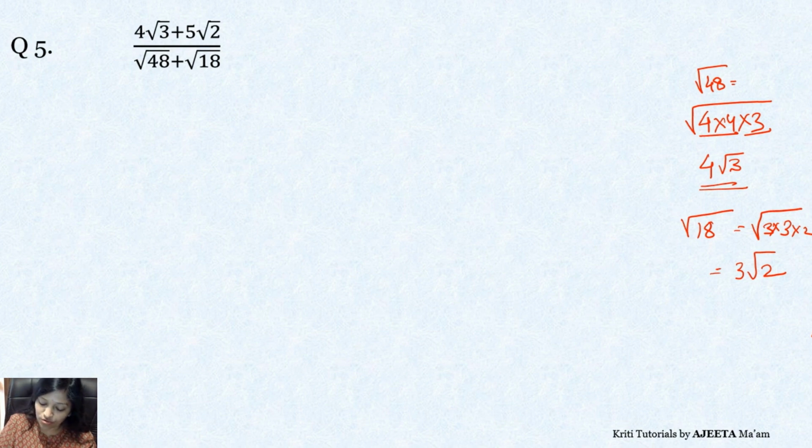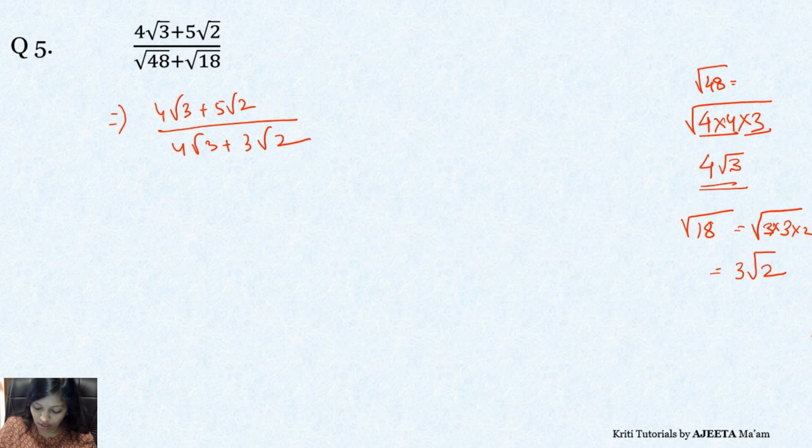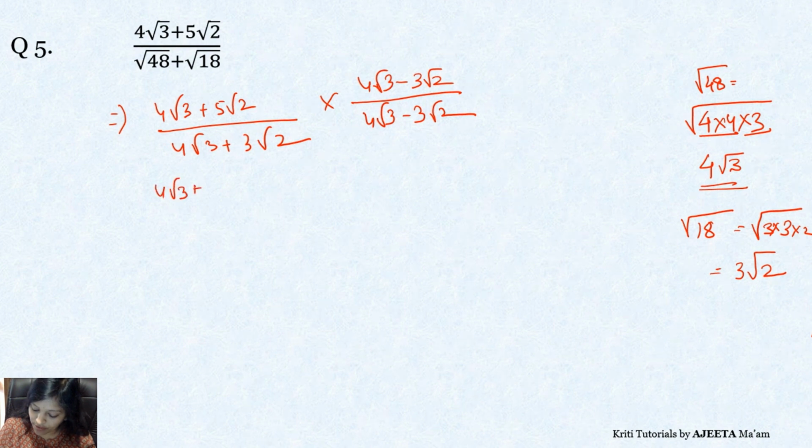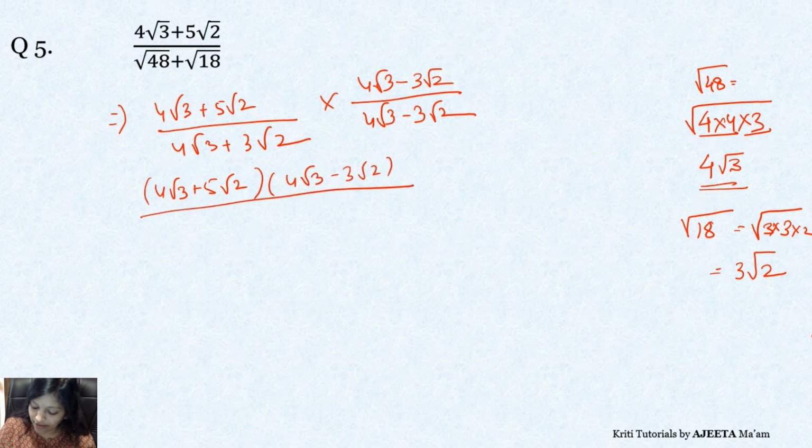Now let's rewrite this question: 4 root 3 plus 5 root 2 upon 4 root 3 plus 3 root 2. Now you know what you have to do. You have to rationalize it with the opposite sign. Now you will multiply 4 root 3 plus 5 root 2 with 4 root 3 minus 3 root 2. And here we have a square minus b square because it's a plus b, a minus b.